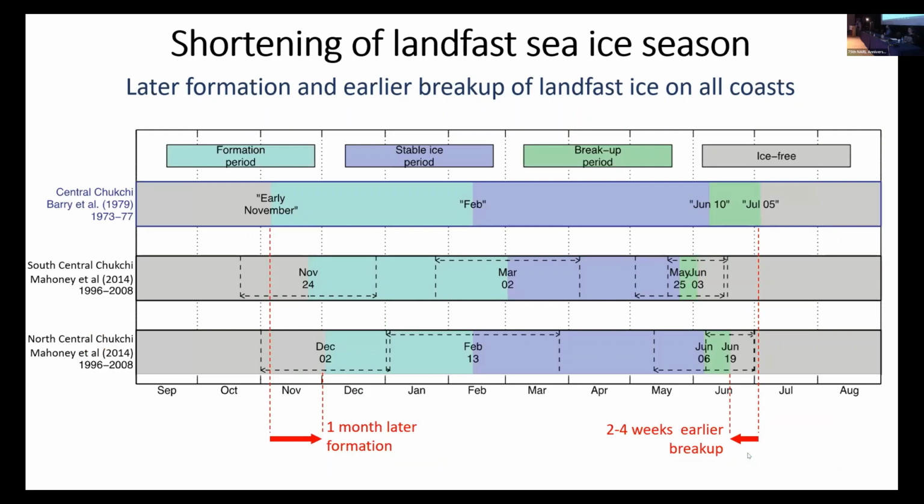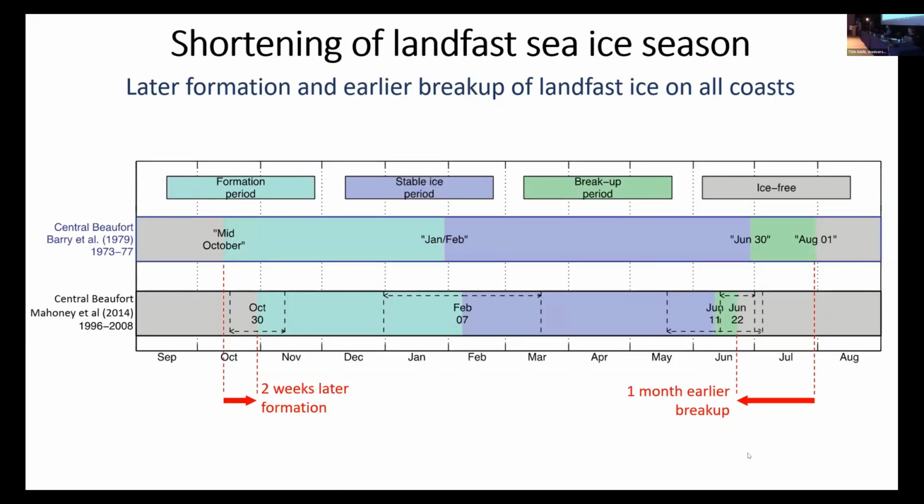We've also looked at the timing of landfast ice formation. And what we see here consistently, unlike with the extent, is that in the Chukchi Sea, we're seeing later formation and an earlier breakup, leading to an overall reduction in the time that landfast ice is present at the coast. Something like 6 to 8 weeks shorter between 1996 and 2008 than it was in the 1970s. We also see that in the Beaufort Sea. So even though the landfast ice extent doesn't seem to be changing in the Beaufort Sea, it's still occupying the coastline for a shorter period of time. And again, here we're looking at about a 6-week overall shortening of the landfast ice period due to a later formation and an earlier breakup.